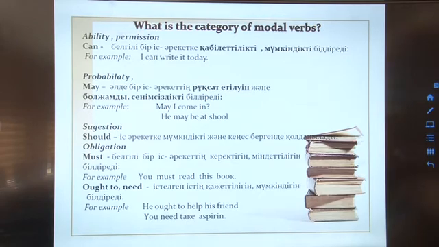And we have the following modal verbs. Should expresses suggestion, and for obligation the modal verb is must. For example, we must read this book. And the next modal verbs are ought to and need. For example, we ought to help his friend. And for example, you need to take aspirin. Next.